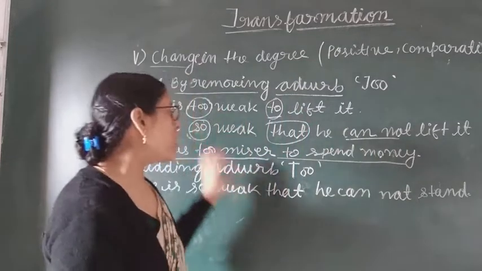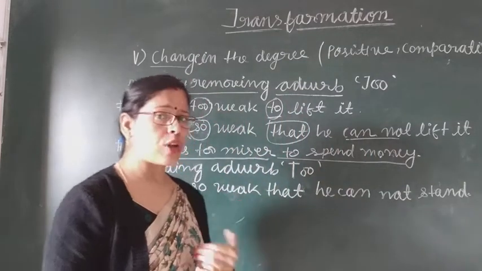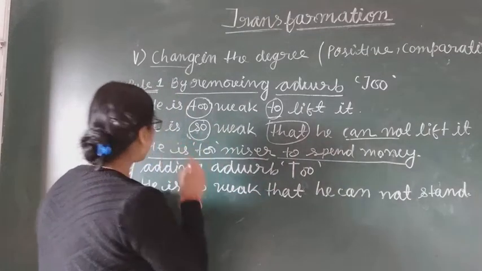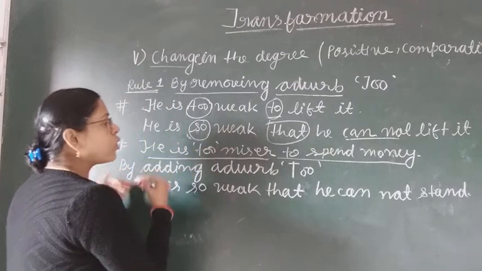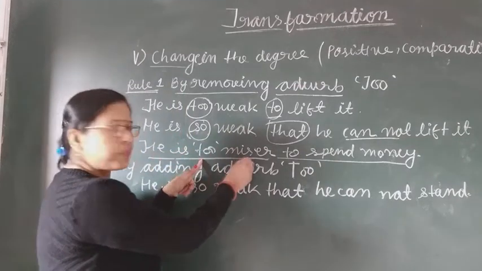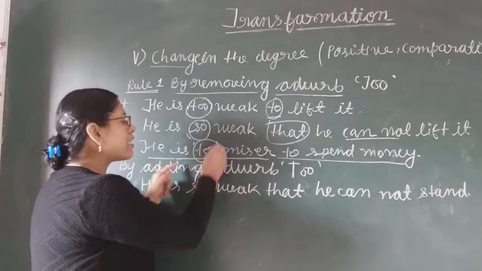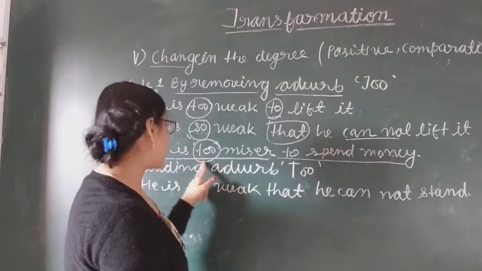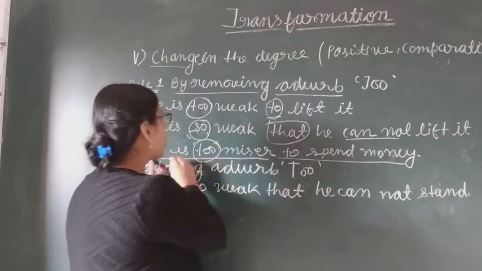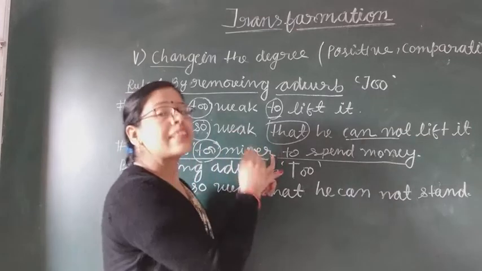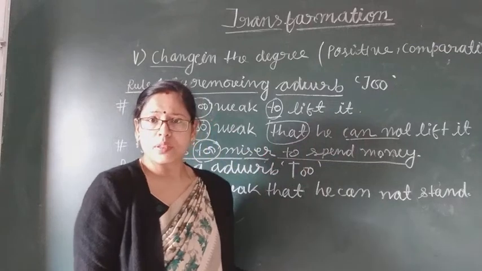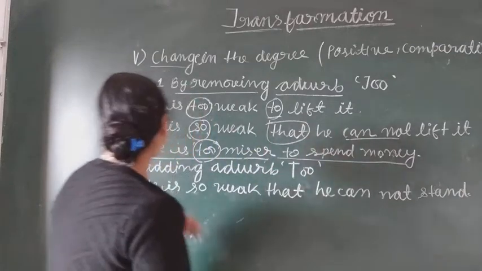Fine. So this sentence can be written in another way also, by removing this adverb too. We can write the same sentence: He is so miser. We again remove the adverb too, and in place of it we write so. So: He is so miser that he cannot spend money. So simple.